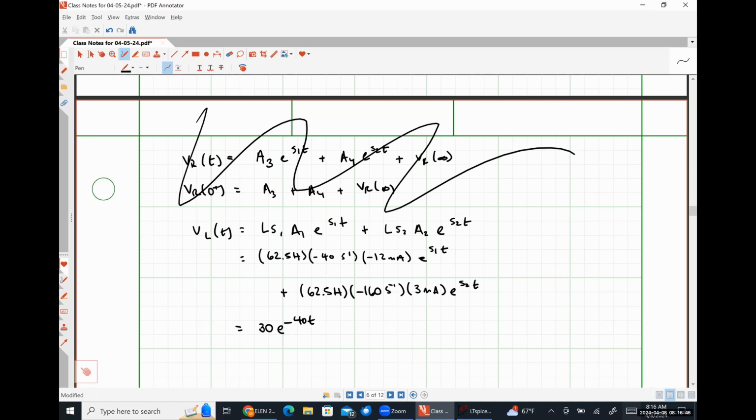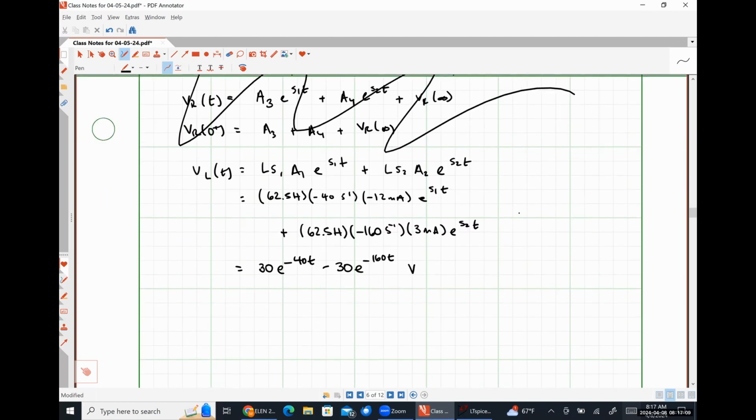62.5 times negative 160 times positive 3 milliamps comes out to be negative 30 e to the minus 160t volts. And this will be the exact same as the resistor voltage that we were looking for.